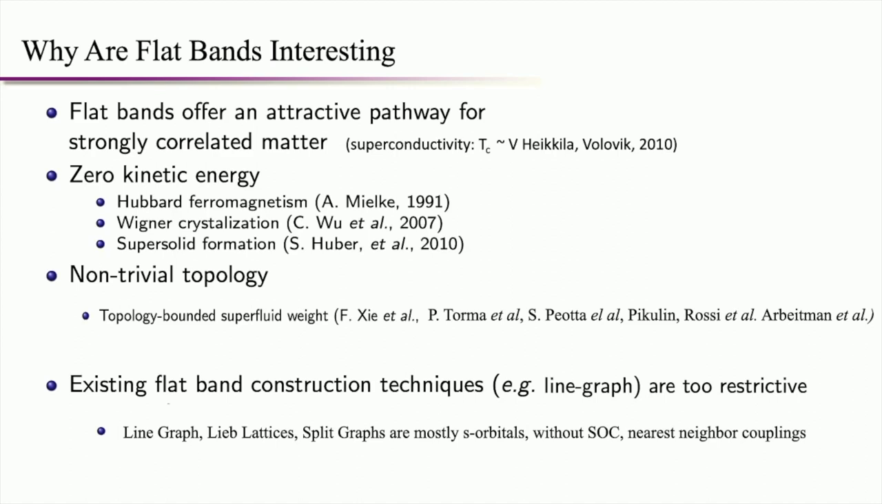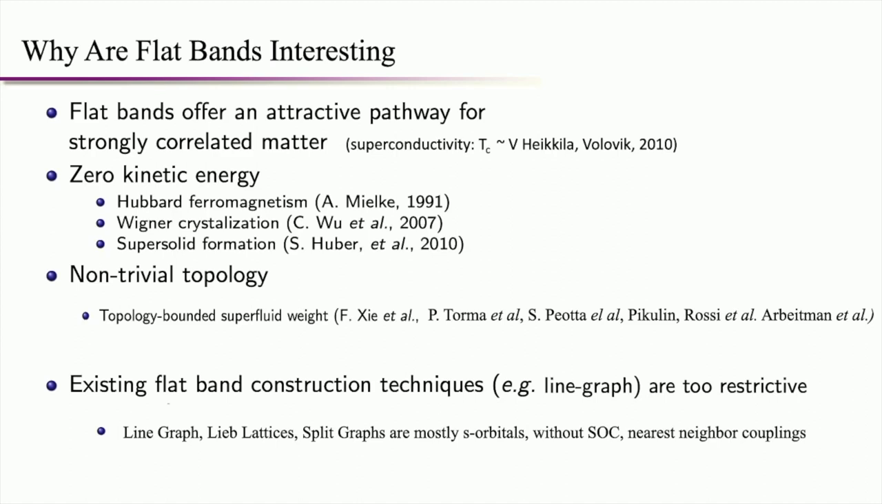Now, flat bands were known way before to give interesting interacting physics. They give ferromagnetic states by default, and I'll show very easily why in repulsive models with spin. It's very natural to get ferromagnetic states with flat bands. But then there's also work on Wigner crystallization and superfluid formation.